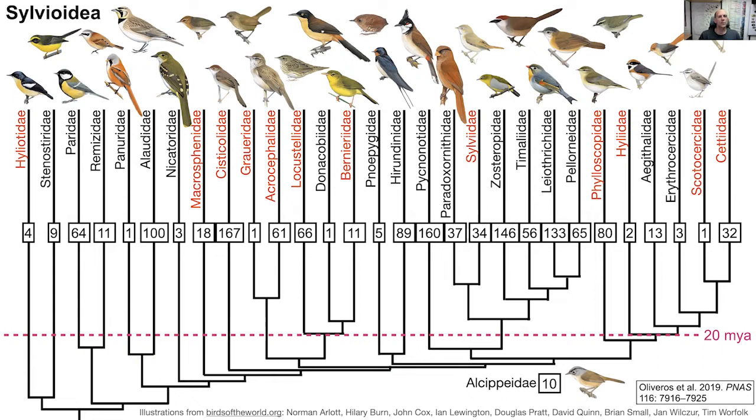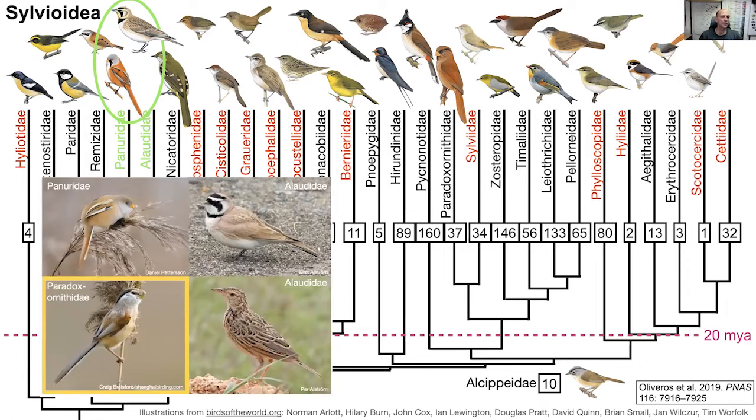If we look at one of those sister groups, the clade comprising the two sister families, Panuridae and Alaudidae, the single-species family comprising the bearded reedling, and the larks comprising 100 species. This is a relationship that was first documented by Per Ericson and his research group in Stockholm. And when they published their results, it was really surprising. Everybody thought, what? How is that possible?